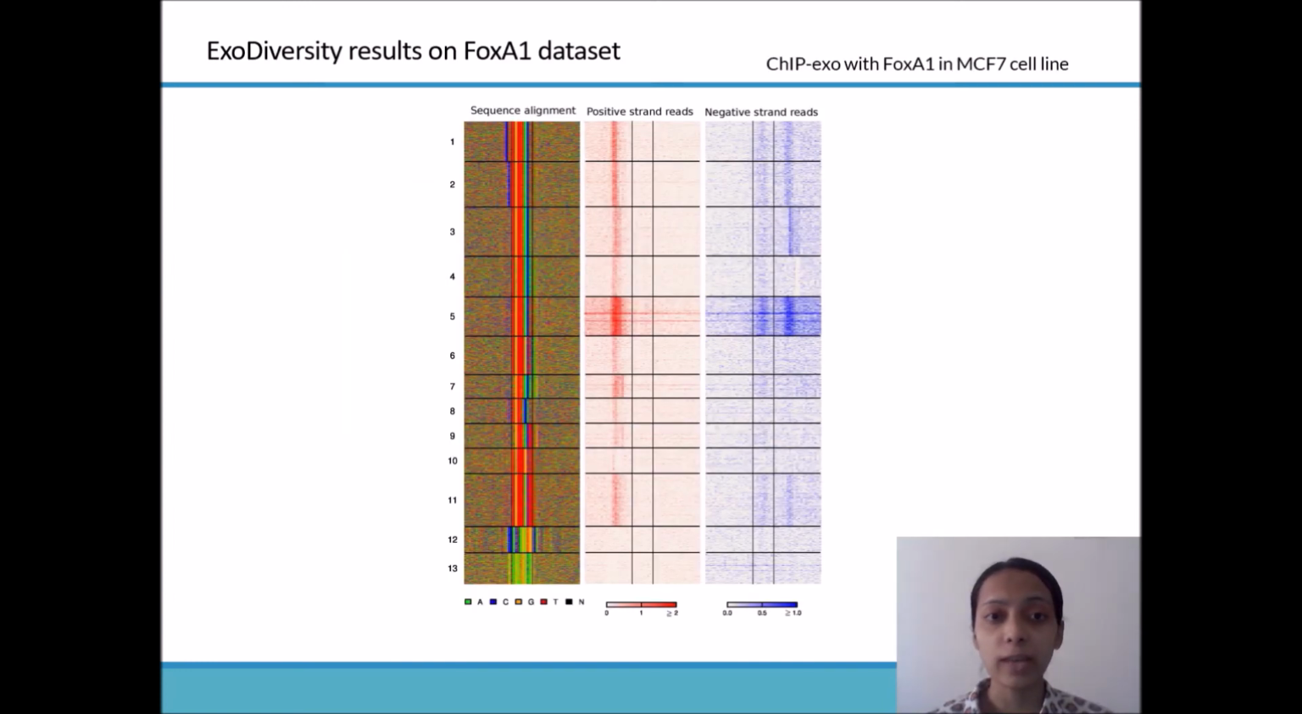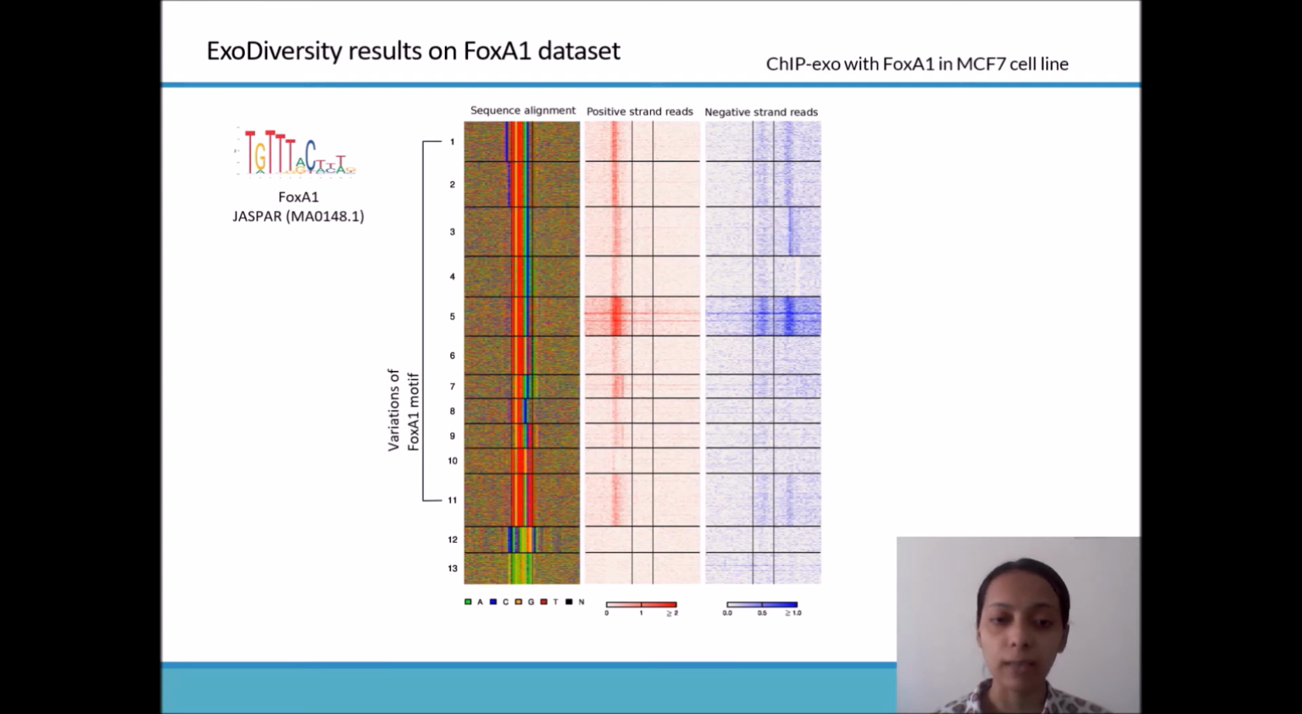We ran Exodiversity on the ChIP-exo for FOXA1 dataset. It divided the data into 13 modes. The first 11 modes are variations of the FOXA1 motif itself. Mode 12 is the CTCF motif. If we look at modes 1 and 2, we can see an additional C at the upstream position. Mode 2 is known to be enriched in regions bound by both FOXA1 and FOXA2.